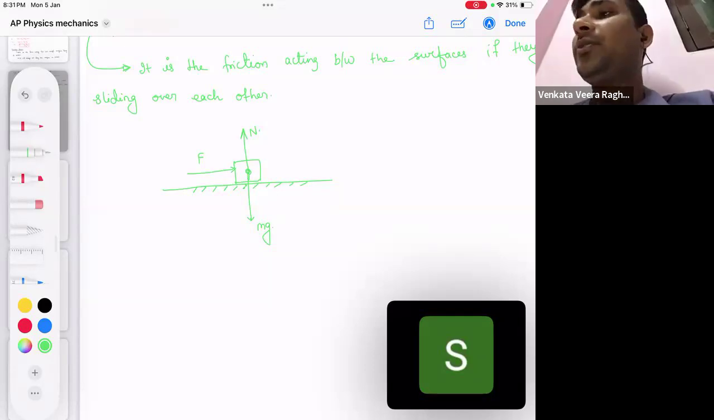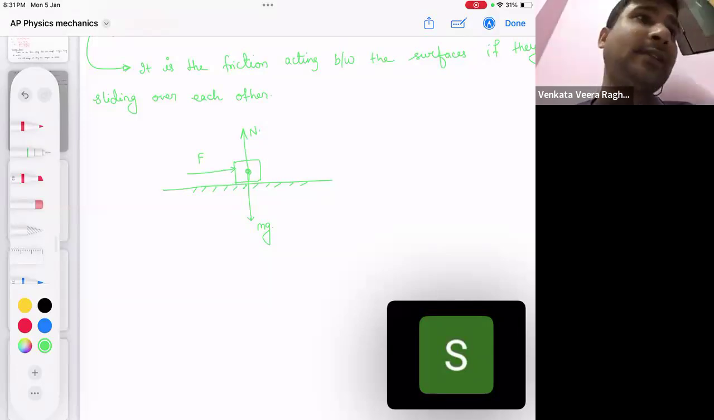Think about it. You have the phone kept on the table. You apply a very small amount of force. Is it sliding? No, it's not sliding. But if you increase the force, after some time what will happen? It will start sliding, isn't it?